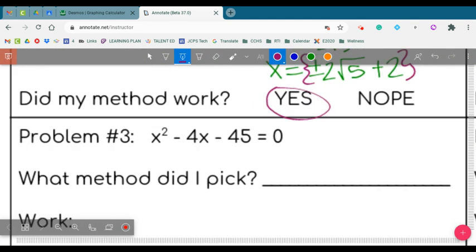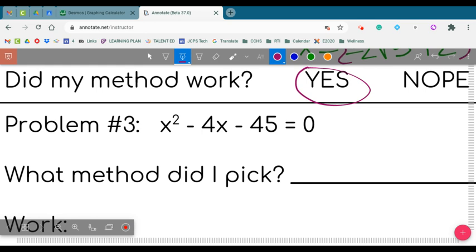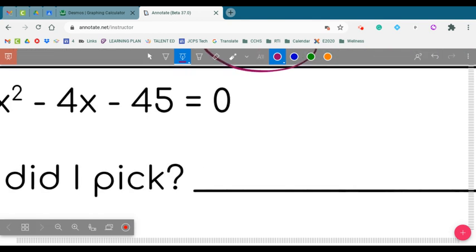Okay, next one. We could do completing the square. We could do the quadratic formula because our a value is 1 and our b value is an even number. But I want you to think, let's throw out factoring this time because we've done completing the square and quadratic. So are there 2 multiples of 45 that could give you 4? So 45, you have 5 and 9. That could give you 4. So we're going to try factoring.